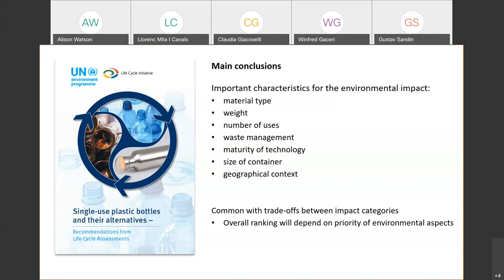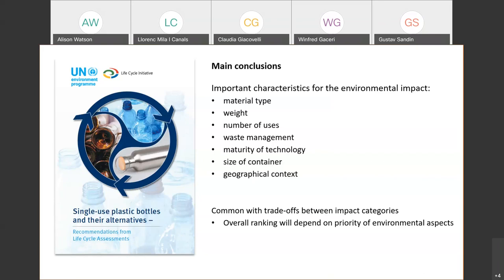Also, the weight of the bottle is important, the number of uses, the waste management again, maturity of technology, the size of the container, and also the geographical context. Particularly, we could see that recycling rates of, for example, PET bottles and aluminium cans can vary greatly between regions and countries. And this has an important effect on the relative environmental impact of compared alternatives. Also here, we see that it's common to have trade-offs between impact categories. So these trade-offs must be recognized and managed. And the overall ranking will depend on the priority of environmental aspects. Next slide, please.